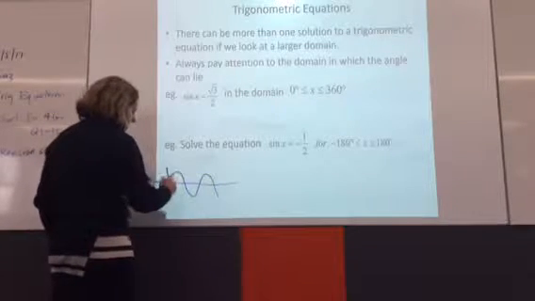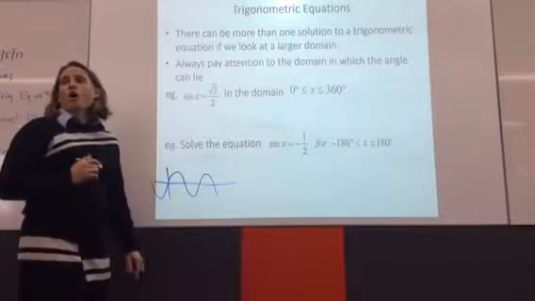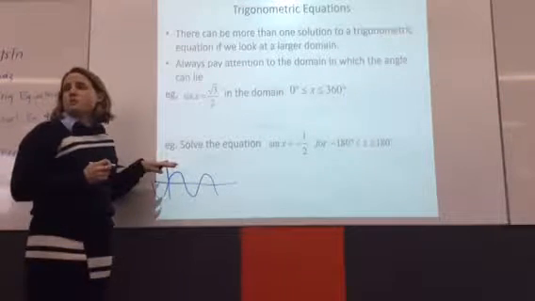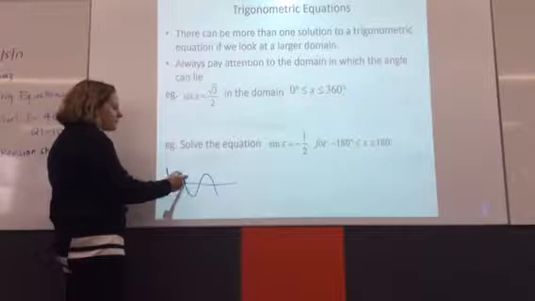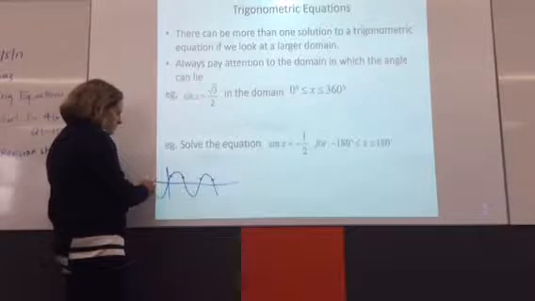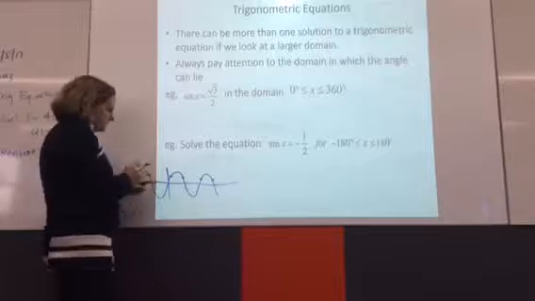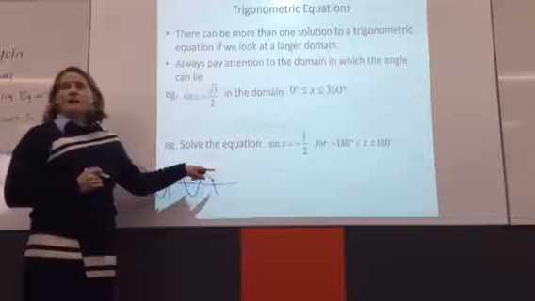Say here's sine, and I want to know what points on this graph are equal to a value. So if I want to know where sine is equal to a half, there's obviously lots of values, and then more values here. I want to know what these values are.